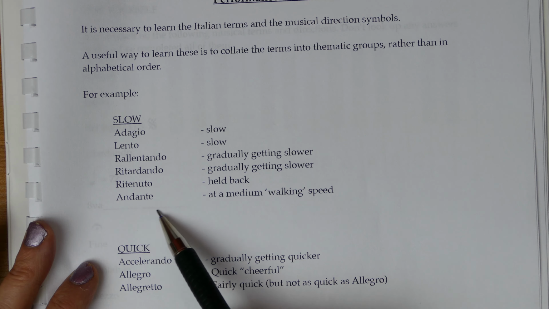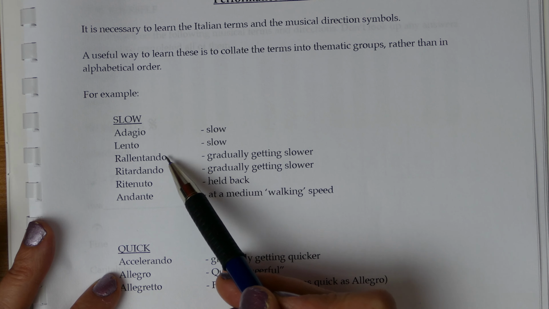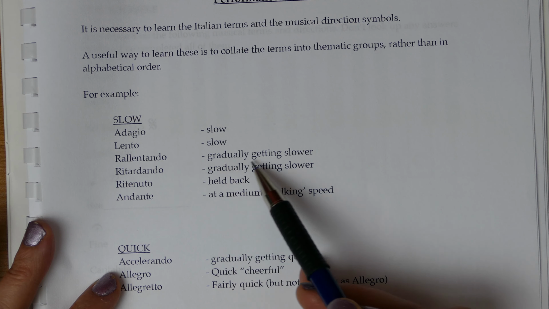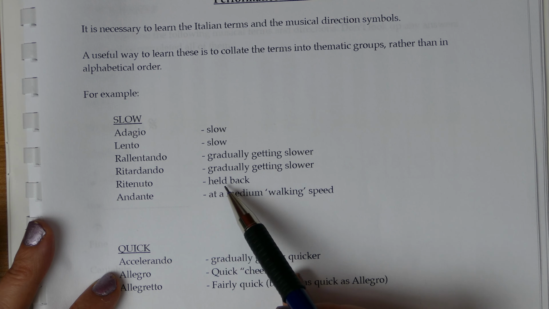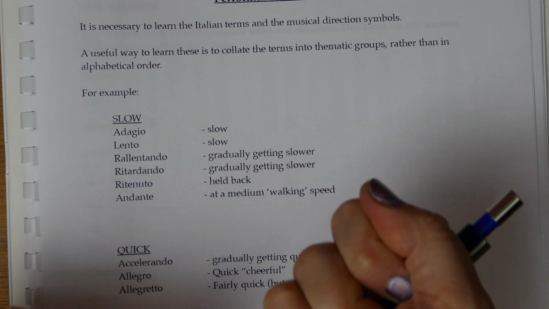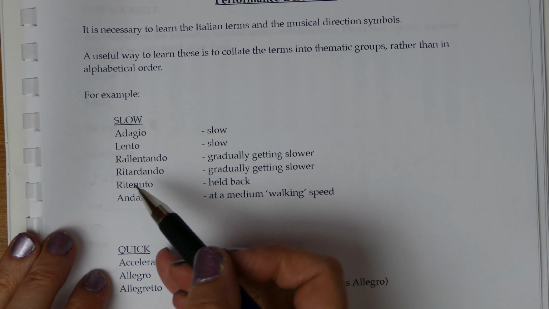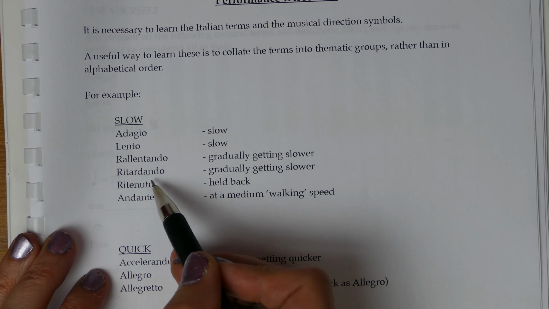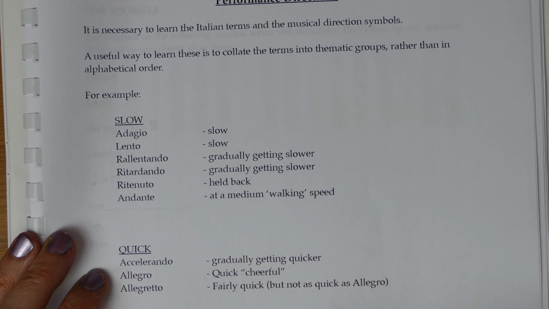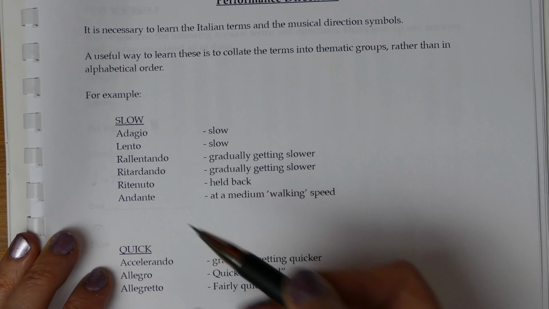slow. Andante means at a medium or at a walking speed. Rallentando and ritardando both mean gradually getting slower. Ritenuto is kind of similar, it just means held back. It's a bit more of a pulling the reins on than a gradual winding down. Oftentimes these words will make sense because think about ritardando. If you think you retard something, when you put the brakes on in the car, you retard the engine speed. So that kind of makes sense.